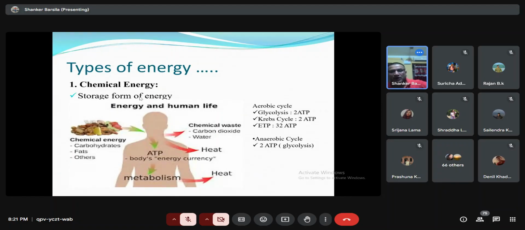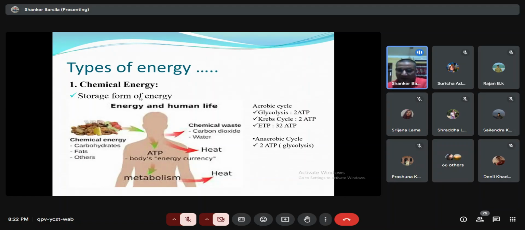It could be changed to waste and release of heat, and the total energy produced in the energy chain, the carbohydrate metabolism chain, would be about 36. Glycolysis, 2 ATPs would be produced, in Krebs cycle maybe 2, and through the electron transport chain, that may be 32. And also the extra energy produced through the anaerobic pathway is 2. So including all, it may be 36.